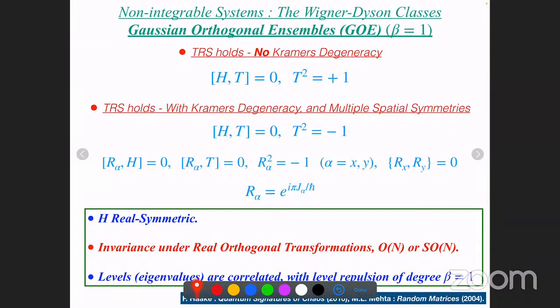These are basically rotations about the x and the y axis, as you can see here, for example, and they mutually anti-commute. Under these circumstances, it can be shown that the class of Hamiltonians that satisfy one of these properties is real symmetric in nature. The invariance class under which their eigenvalues remain unaltered is the real orthogonal transformation, O(N) or SO(N). The levels are correlated, with a level repulsion degree of beta equal to 1. Because it's a real symmetric matrix, if you consider a 2 by 2, there's one parameter in the off-diagonal that I can tune to get the level spacing tuned.